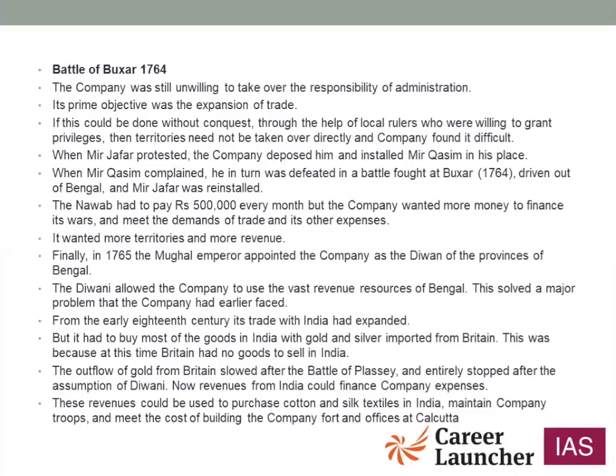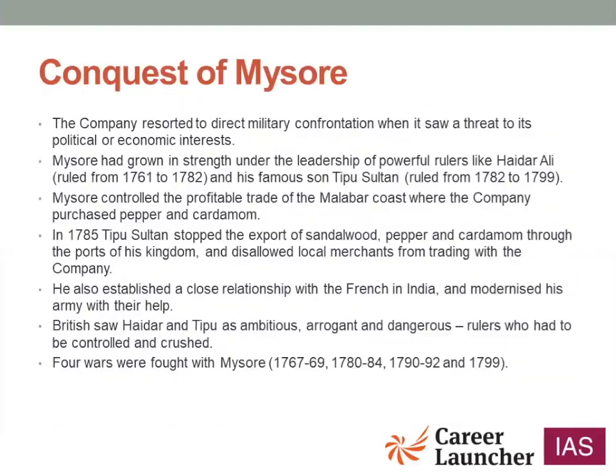So the outflow of gold from Britain slowed after the Battle of Plassey, and it stopped entirely after the assumption of Diwani. Now revenues from India could finance company expenses. These revenues could be used to purchase cotton and silk textiles in India, maintain company troops, and meet the cost of building the company fort and offices at Calcutta.